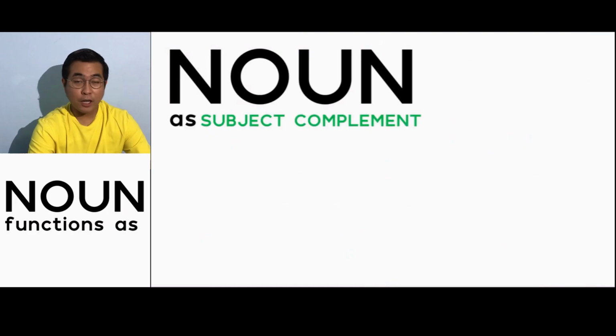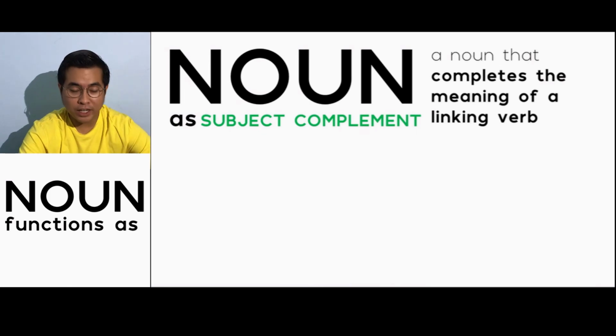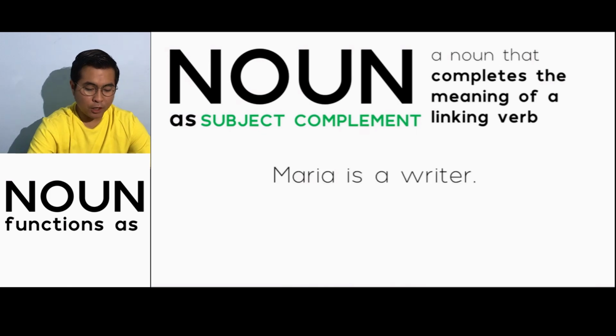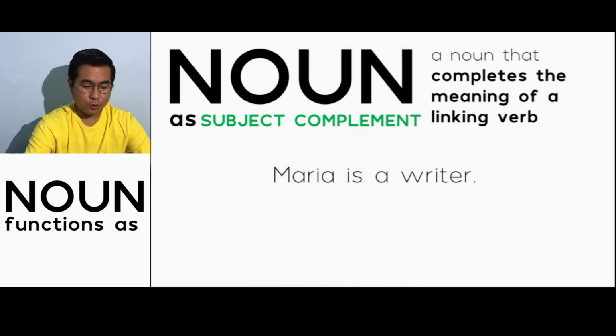You have noun as subject complement. So noun as subject complement is when a noun completes the meaning of a linking verb. As we all know, we have your linking verbs, your is, your are, and what have you. Here in the example, we have Maria is a writer. The doer of the action, or the one that is talked about, the topic, is Maria.